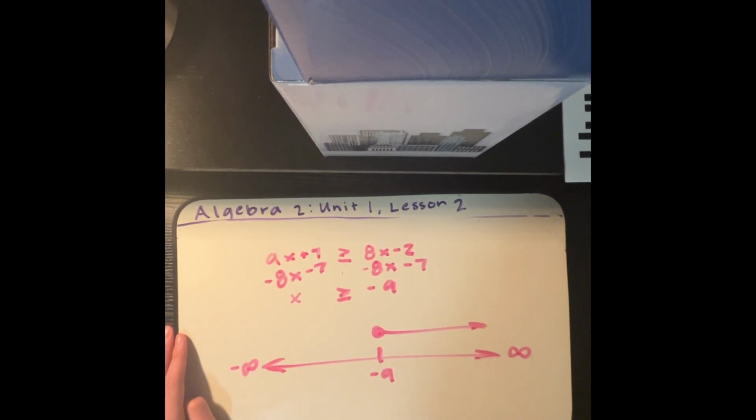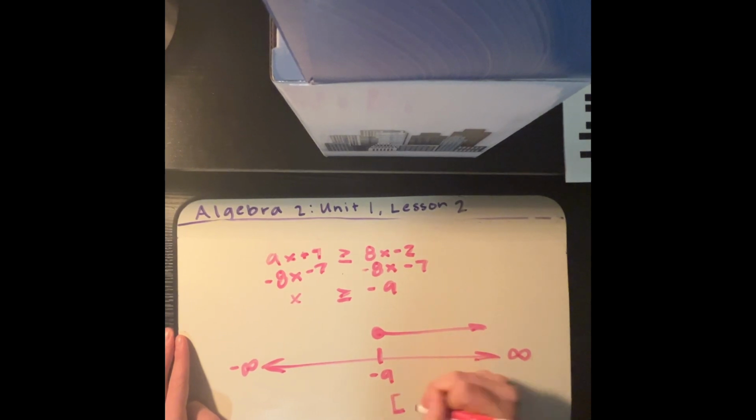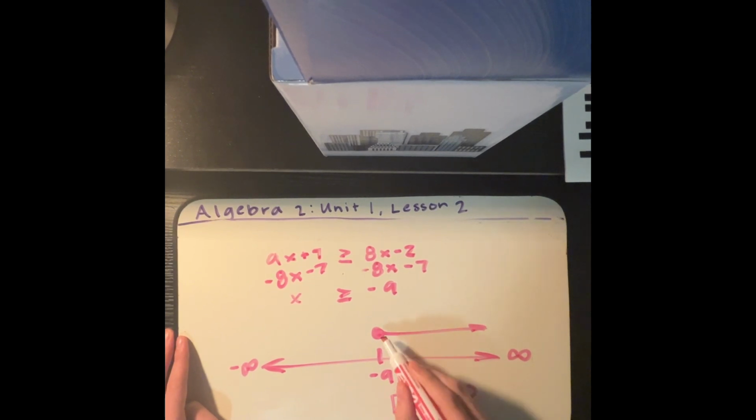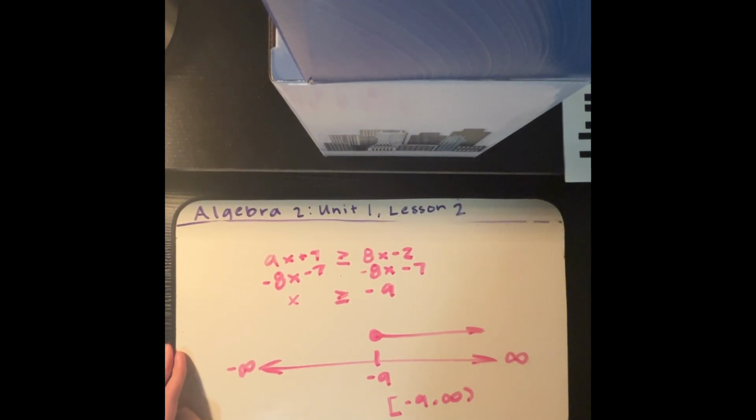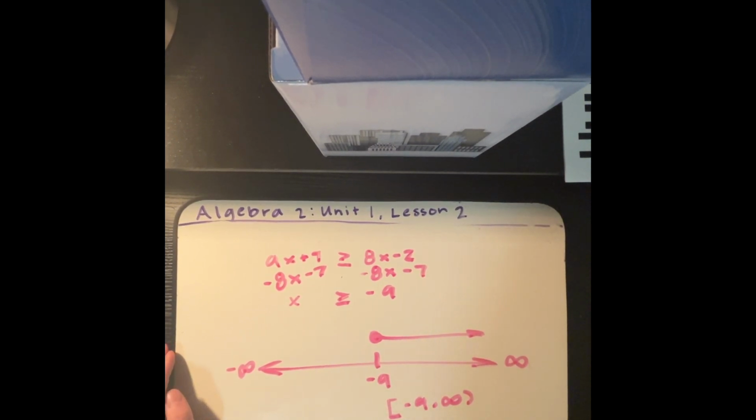And now we can write it in interval notation. It's going to look like bracket -9, comma, infinity, parentheses. So -9 is a closed circle, right? And it's greater than or equal to, so it's going to be a bracket. And we have parentheses over here because it's infinity. And remember, infinity always has to be parentheses because infinity is a concept and a behavior, and it's not an actual number. So it can't really be reached, so that's why we use a parentheses.